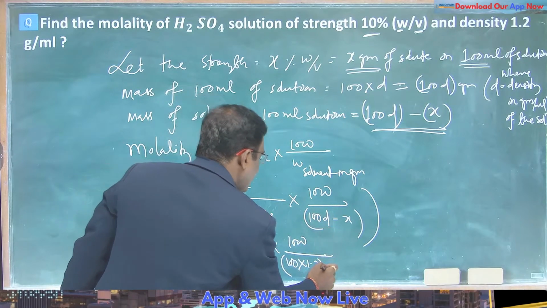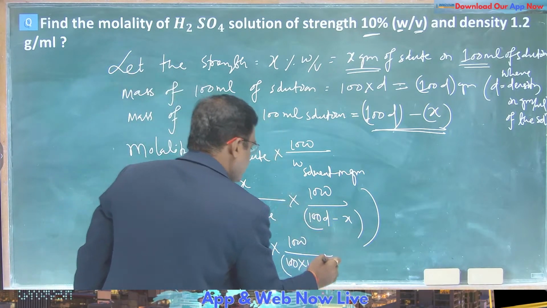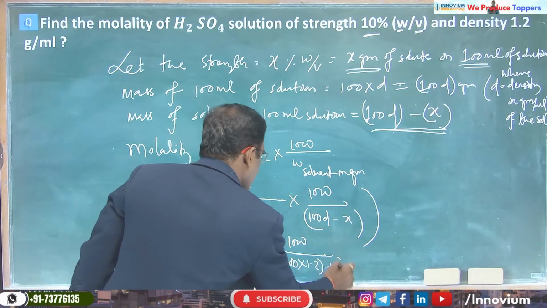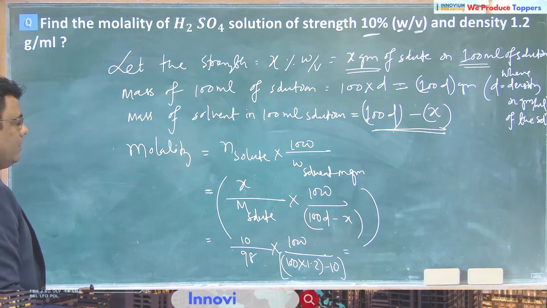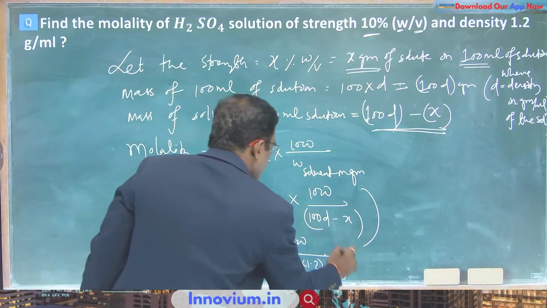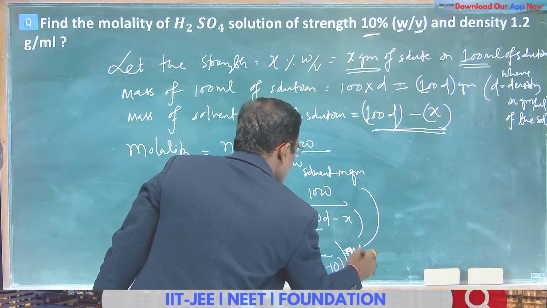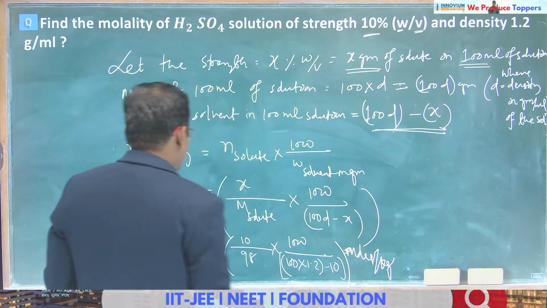1.2 minus that x value is 10. So on simplifying, we will get the result for molality. And the unit is what? Unit is moles per kg.